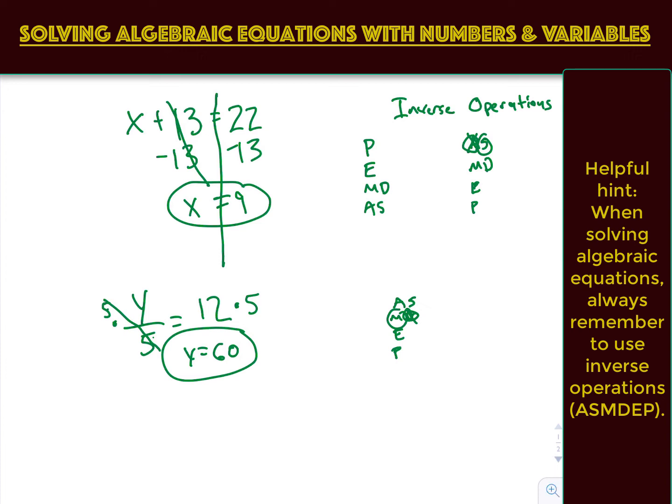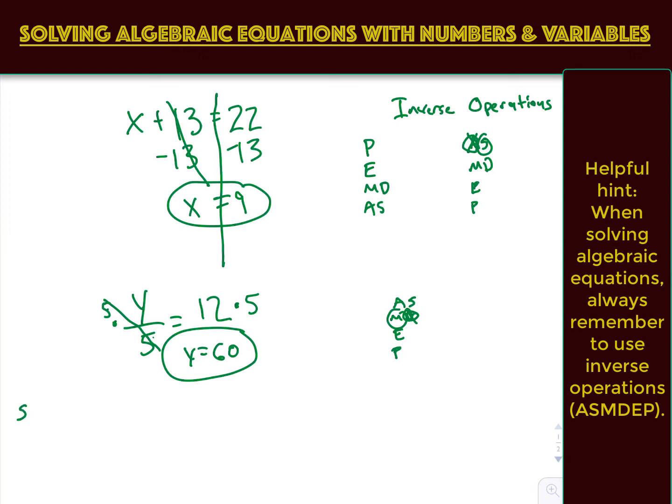For both of these, I can go back and plug them in to my original and see if it works. 9 plus 13 does equal 22, so that works. 60 divided by 5 does equal 12, so that one works as well.